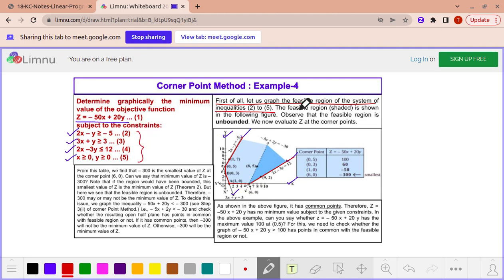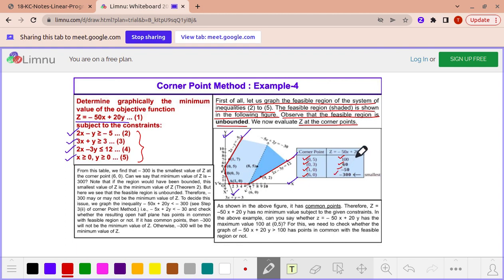So we have graphed it. The feasible region, which is shaded, is shown in the following figure. Observe that the feasible region is unbounded. We now evaluate z at the corner points. So we get the corner points as (0, 5), (0, 3), (1, 0) and (6, 0). For all these 4 points, we found the value of the objective function, that is minus 50x plus 20y, and these are the values we have obtained.